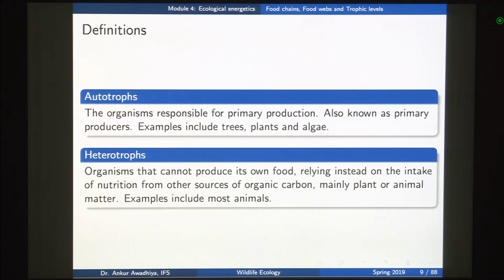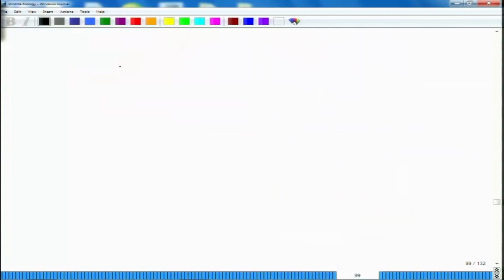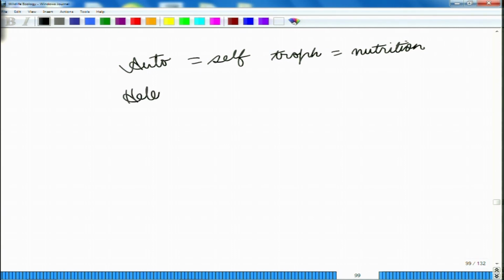So, autotrophs are organisms responsible for primary production, also known as primary producers, and they include trees, plants and algae. Auto means self, troph means nutrition. So, these are plants that are making nutrition by themselves. On the other hand, hetero is other. So, heterotroph is an organism that is using some other organism for its nutrition.